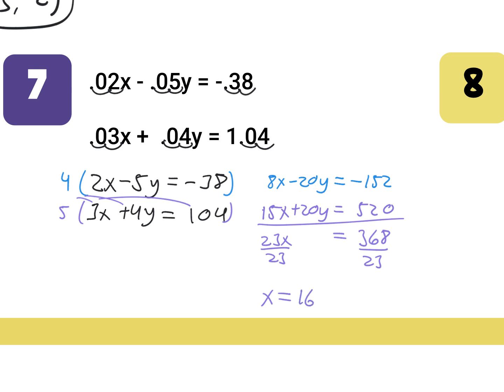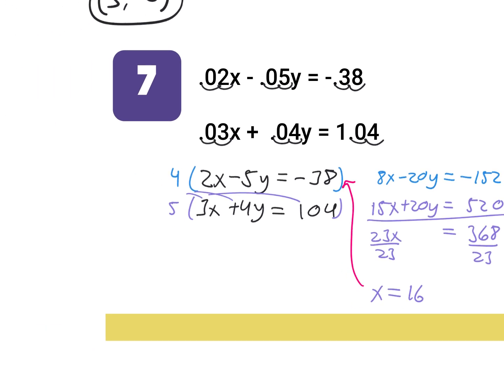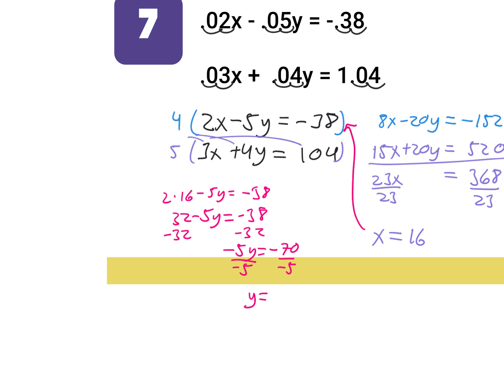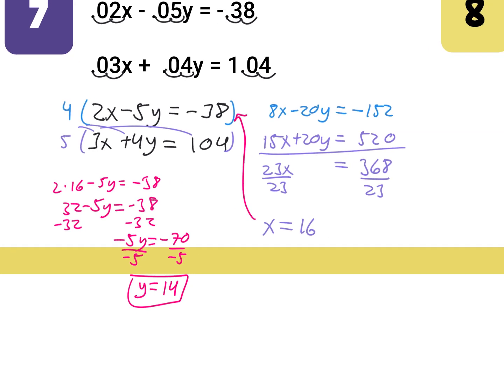And then you can plug that into one of your two equations, whatever is simpler. So if I do that, let's say into this equation, that's going to get us 2 times 16 minus 5y equals negative 38. And then I get 32 minus 5y equals negative 38. And then I can subtract 32 on both sides. And then I get negative 5y is negative 70. And then divide by negative 5. And then I get y equals 14.